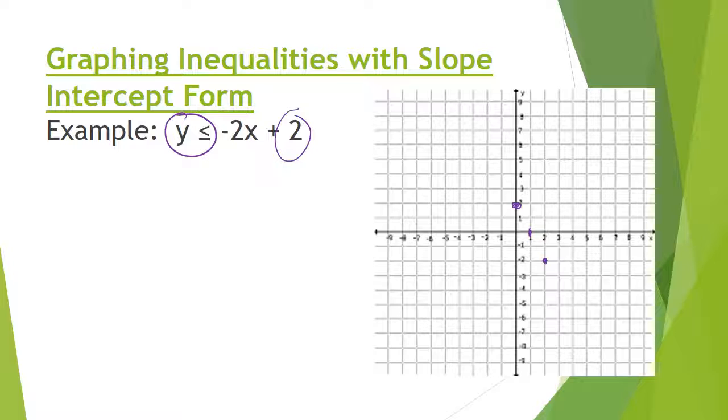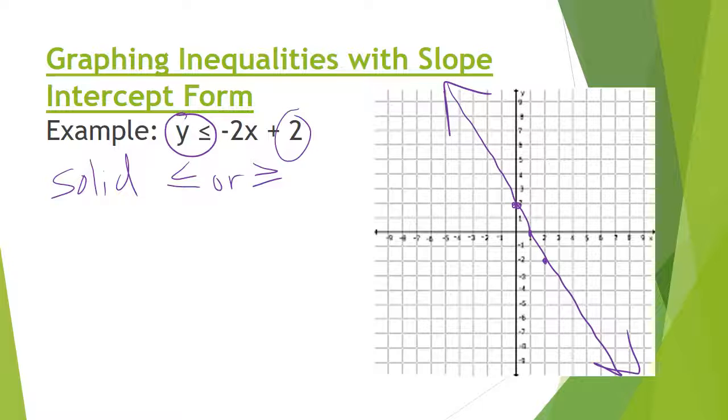Now I need to decide what type of line I'm going to use. There's a line under the inequality, so my line should be solid. This symbol means solid. So I just connect it with a regular line.